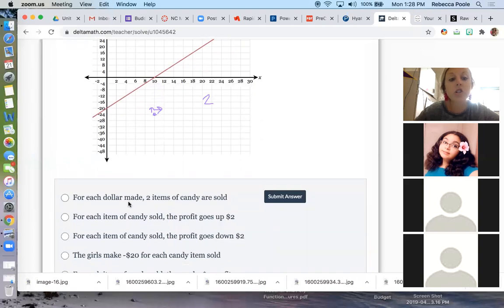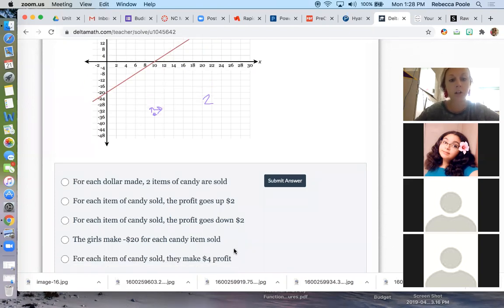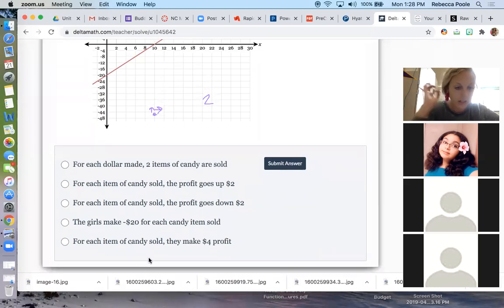So for each dollar made, 2 items of candy are sold. For each item of candy sold, the profit goes up $2. For each item of candy sold, the profit goes down. The girls make negative $20. And for each item, they make a $4 profit. Which ones can we cross out?